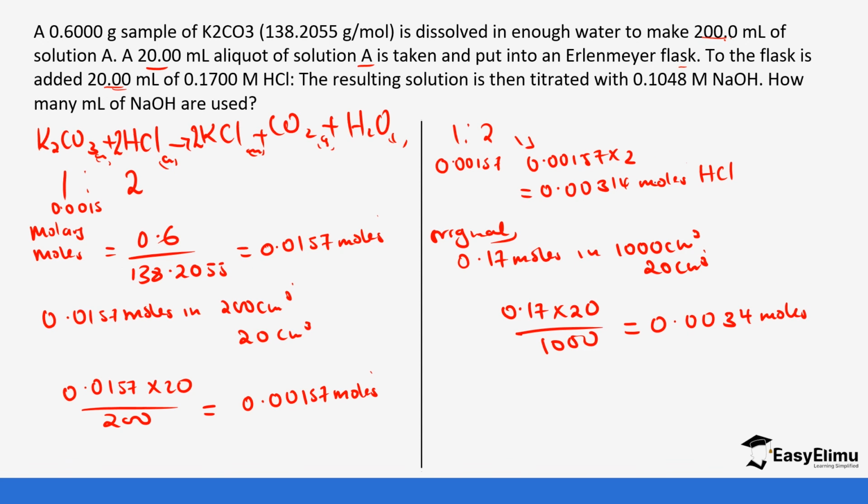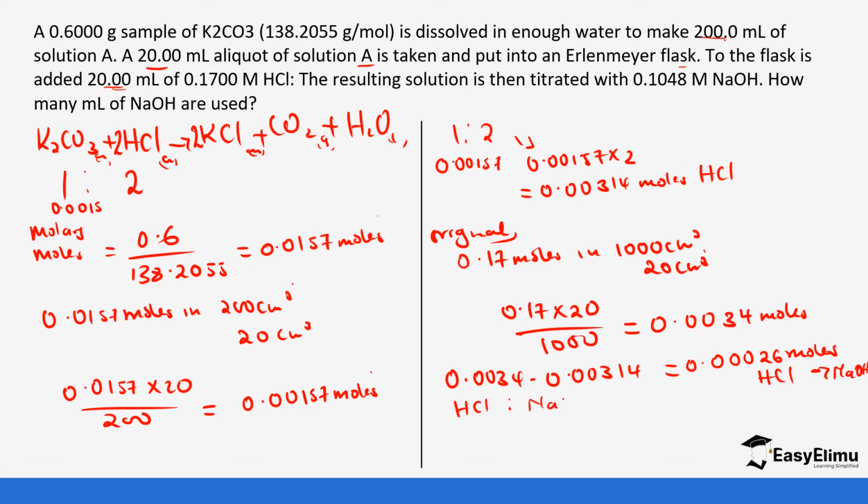So we will say original minus the ones that reacted with the carbonate. It's going to be 0.0034 minus 0.00314, which gives us 0.00026 moles. These are the moles of HCl that reacted with sodium hydroxide. We know the reaction between HCl and sodium hydroxide is going to be a ratio of 1:1.